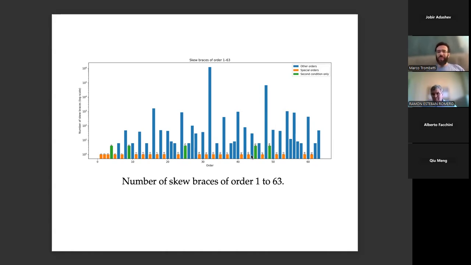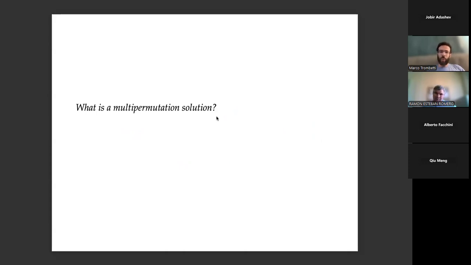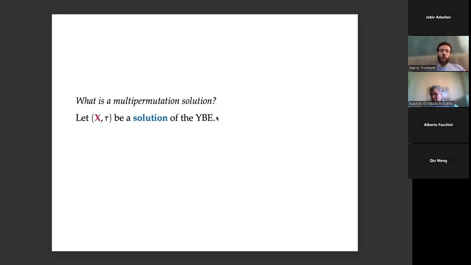So if you can investigate this problem better, maybe this could serve also as a framework to specifically address the problem of saying that multipermutation solutions are, I mean, not the majority, but a really big class of solutions. I mean, to understand how big these solutions are. So let's see what a multipermutation solution is. Well, take a solution of the Yang-Baxter equation. Of course, by solution, I mean always non-degenerate and bijective.